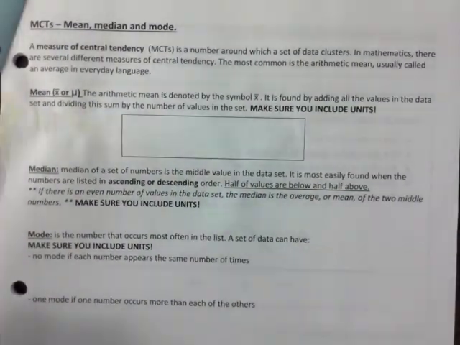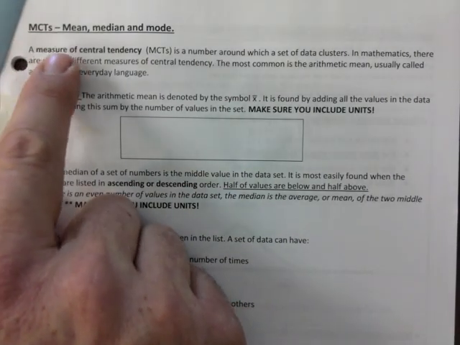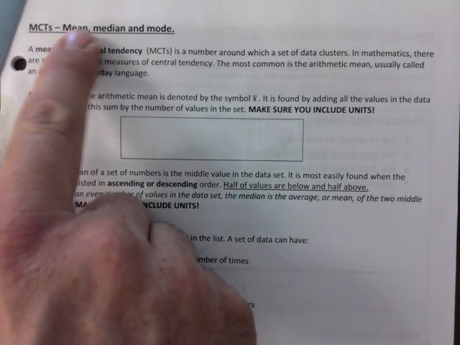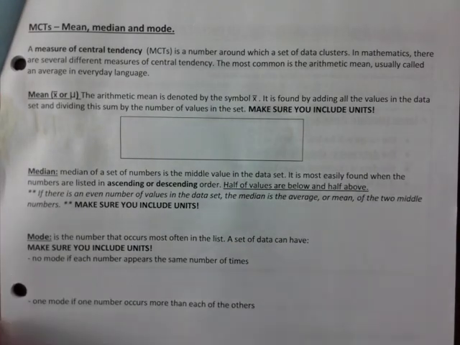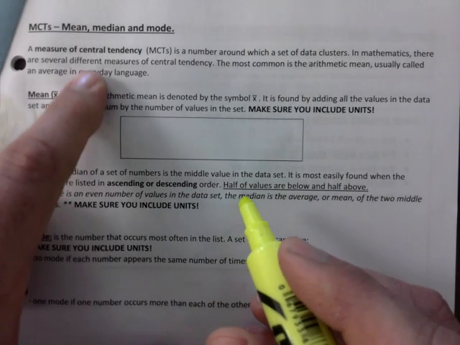So let's start with the MCTs. Remember, it stands for measures of central tendency. That's what that means. And you have the mean, median, and mode are the three most common ones. Okay. So if you have your highlighter ready, I will highlight a bunch of things.